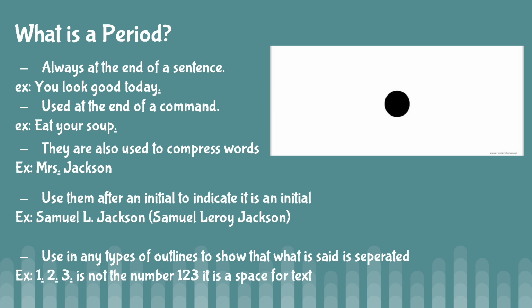You can also use them after an initial to indicate that it actually is an initial. For example, Samuel L. Jackson. As you can see, there's a period after the L because it's not actually just L, it's an initial. And you can also use it in any types of outlines to show that what is said is separated. For example, 1.2.3. is not the number 123, it's a space for text.